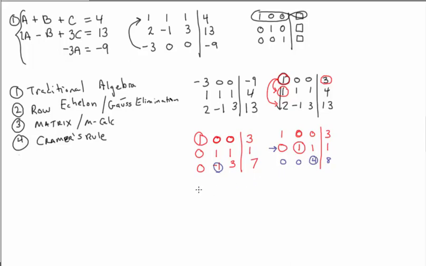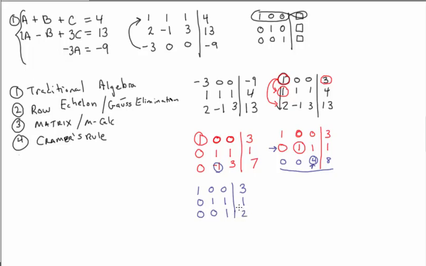So let me rewrite what we have. 1, 0, 0, 3, 0, 1, 1, 1. Now I want to make this row such that I have a 1 in this position. So I'm going to divide every element by a 4. 0, 0, 1, and 2.